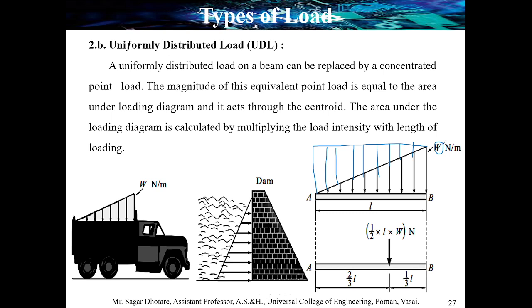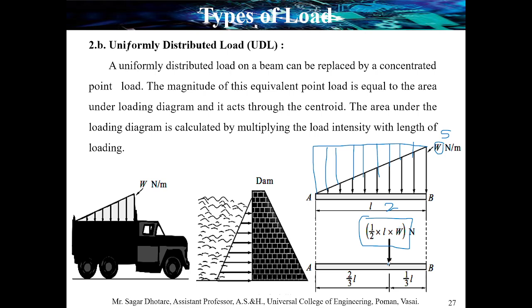Now we have to convert this non-uniform distributed load into a single point load. First of all, calculate the magnitude. To calculate the magnitude, the equation is one half into L into W. If it is 5 Newton per meter and the length is 2 meter, then what is the value of the magnitude? One half into 2 into 5. So that is 5 Newton.